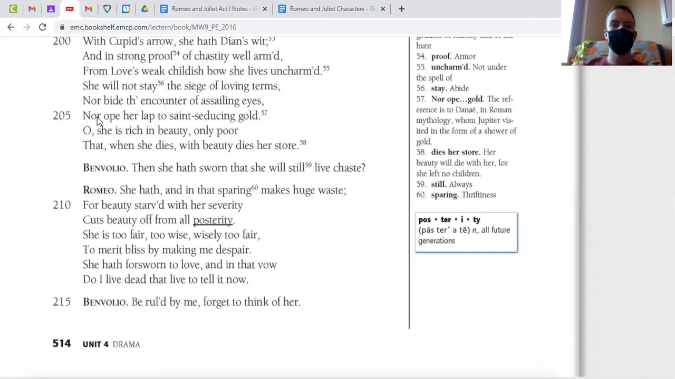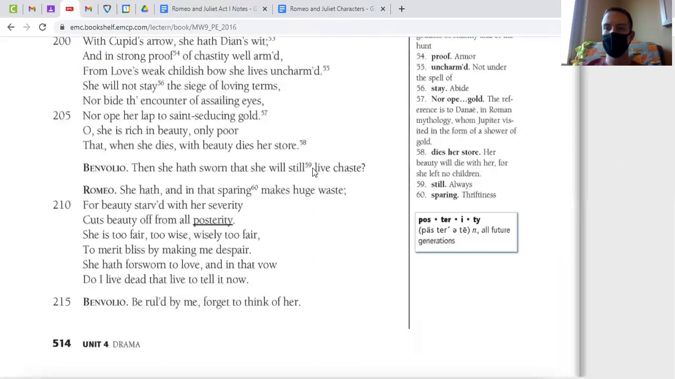So Romeo says, for love's weak childish bow, she lives uncharmed. She will not stay the siege of loving terms, nor bide the encounter of assailing eyes, nor ope her lap to saint-seducing gold, which is a reference to mythology. Oh, she is rich in beauty, only poor, that when she dies, with beauty dies her store. So again, very dramatic. Benvolio says, then she hath sworn that she will live chaste.